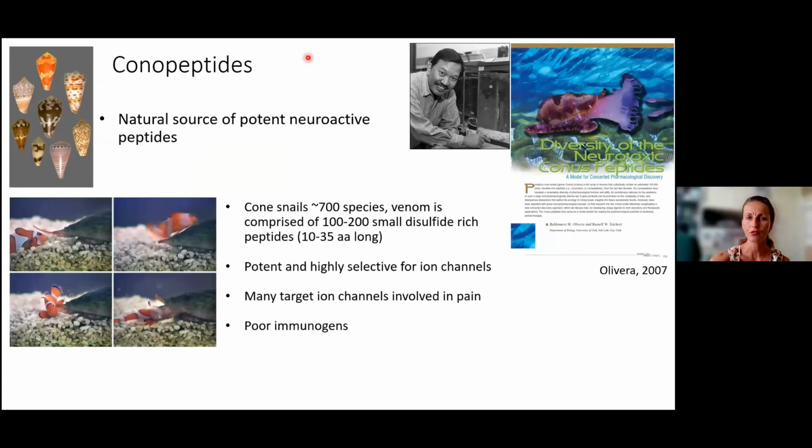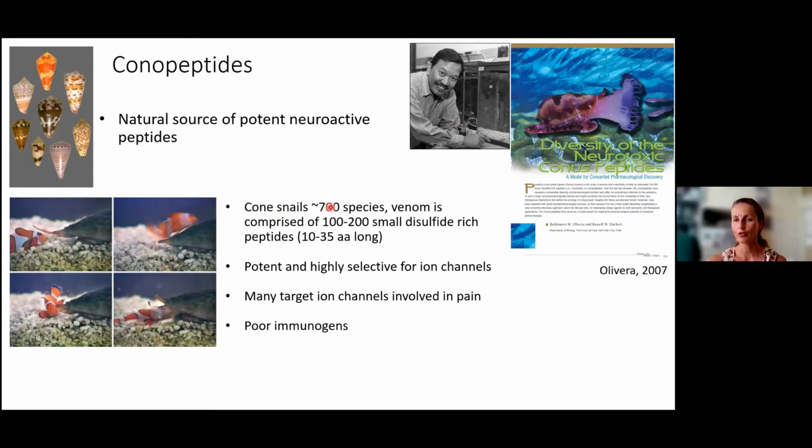The other story is the story with the conopeptides. The conopeptides have been described by Professor Olivera from the University of Utah. The conopeptides are present in the venom of the conus snail. Those snails are using those venoms for their feeding, for killing their prey.